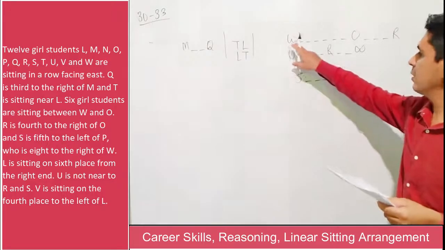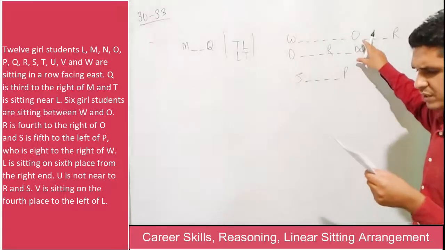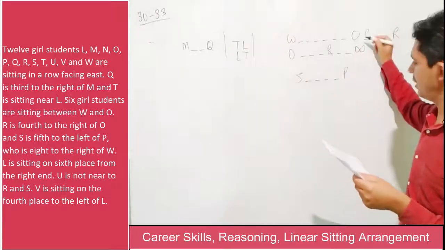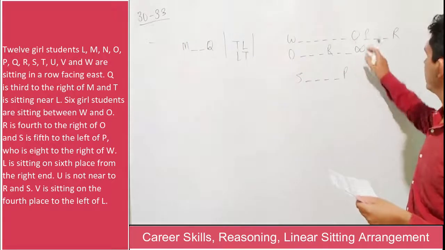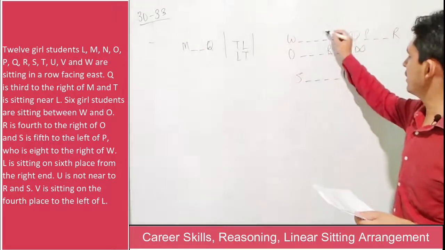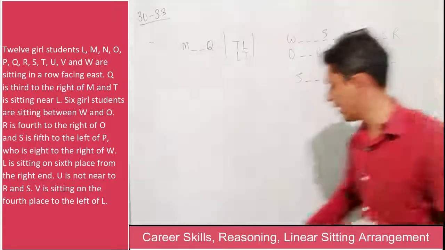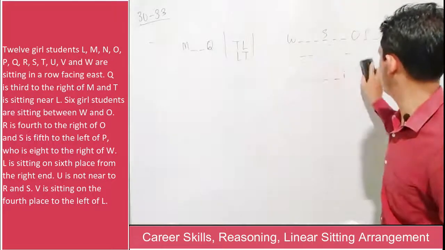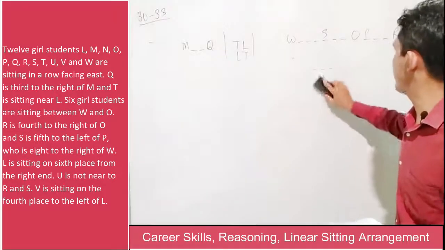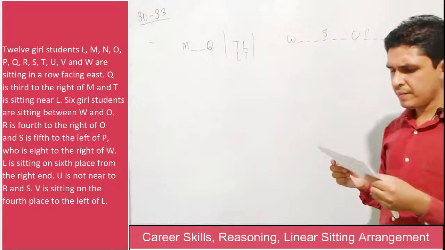Okay, S is 5th to the left of P, who is 8 to the right of W. That means W 1 2 3 4 5 6 7 8, here we should have P, and S is 5th to the left of P, that means 1 2 3 4, S must be here, right? So we can eliminate these two arrangements from the final arrangement, right? Okay, so this is the case.